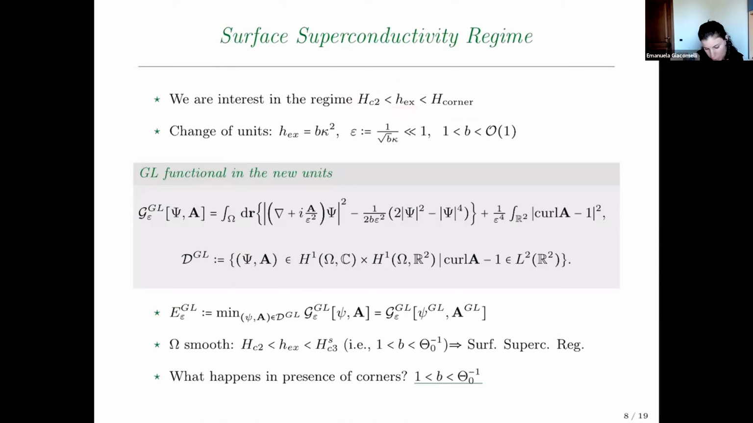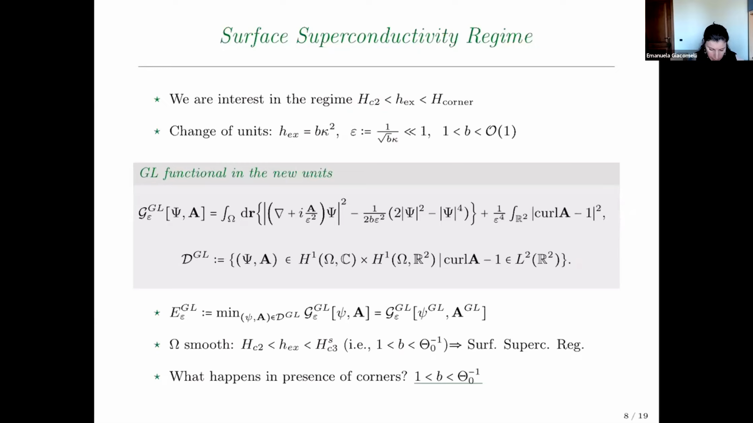So far, the intensity of the field was given by, in this case, HC2 is given by B kappa square. Let me define epsilon, which is defined like that. Since we want to look at the limit as kappa goes to infinity, epsilon is going to be very, very small in our setting. So we rewrite the Ginzburg-Landau functional in these units. And this is nothing else than the minimization domain we want to work with.